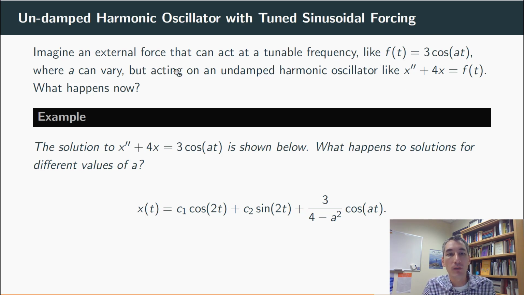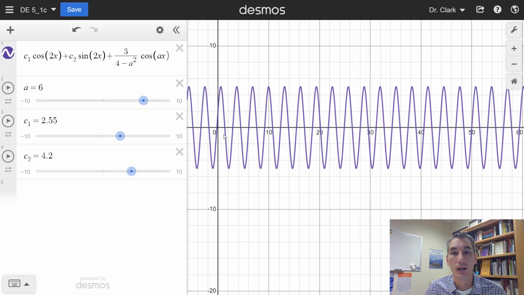Again, we can do the same thing we did before. Take that cosine of at as the forcing term, put it on the right-hand side, and then solve for the particular solution for any number a, and you get this. It depends on a, but you always get 3 over 4 minus a squared times cosine of at. Okay, so this will be the general solution for an undamped harmonic oscillator that's forced at a tunable 3 cosine of at. Now, let's take a look at Desmos here.